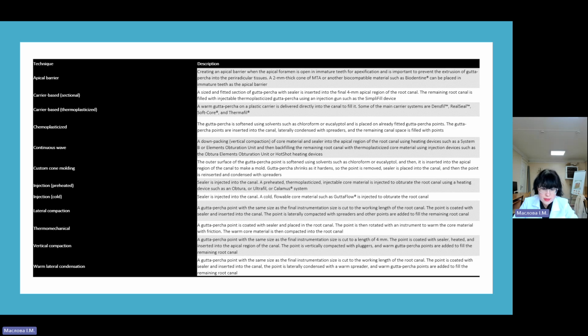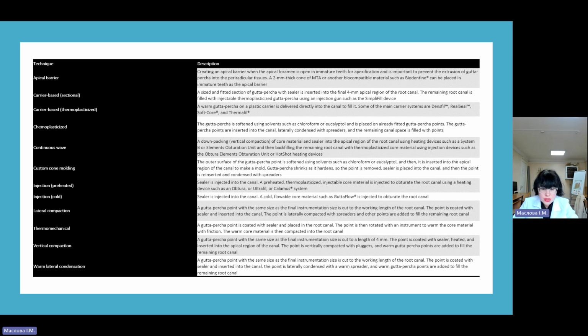Custom cone modeling: the outer surface of the gutta-percha point is softened using solvents such as chloroform or eucalyptol, and then it is inserted into the apical region of the canal to make a mold. Gutta-percha shrinks as it hardens. So the point is removed, sealer is placed into the canal, and then the point is reinserted and condensed with the spreaders.